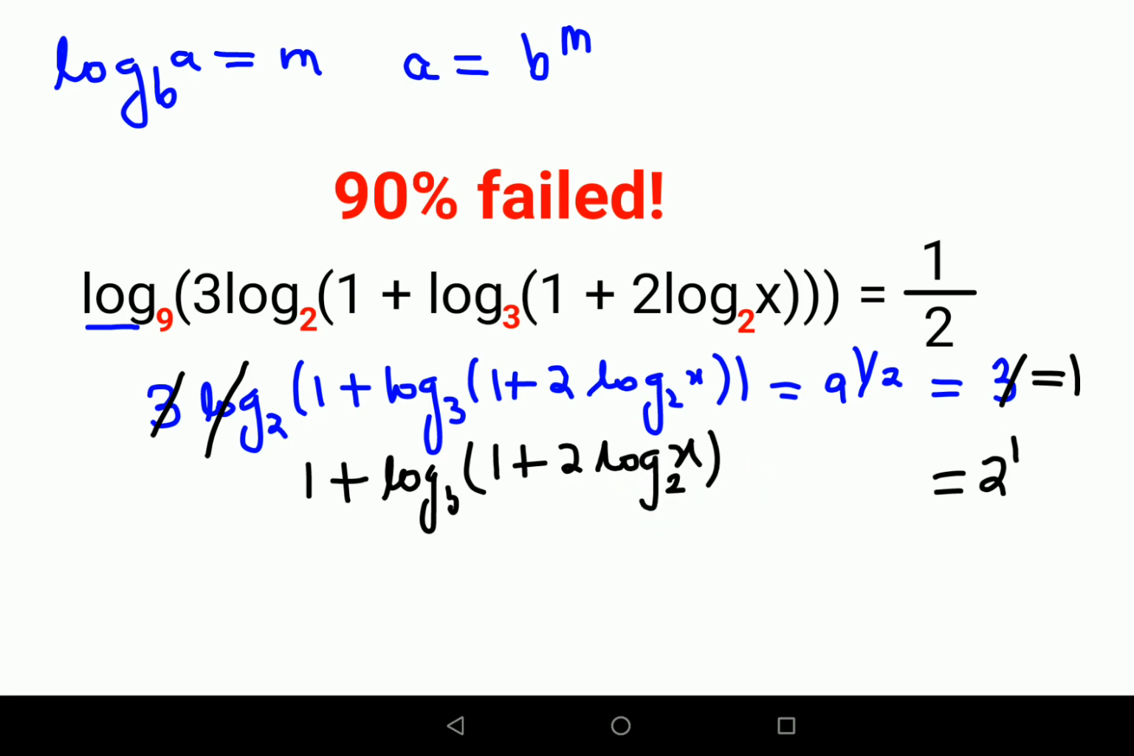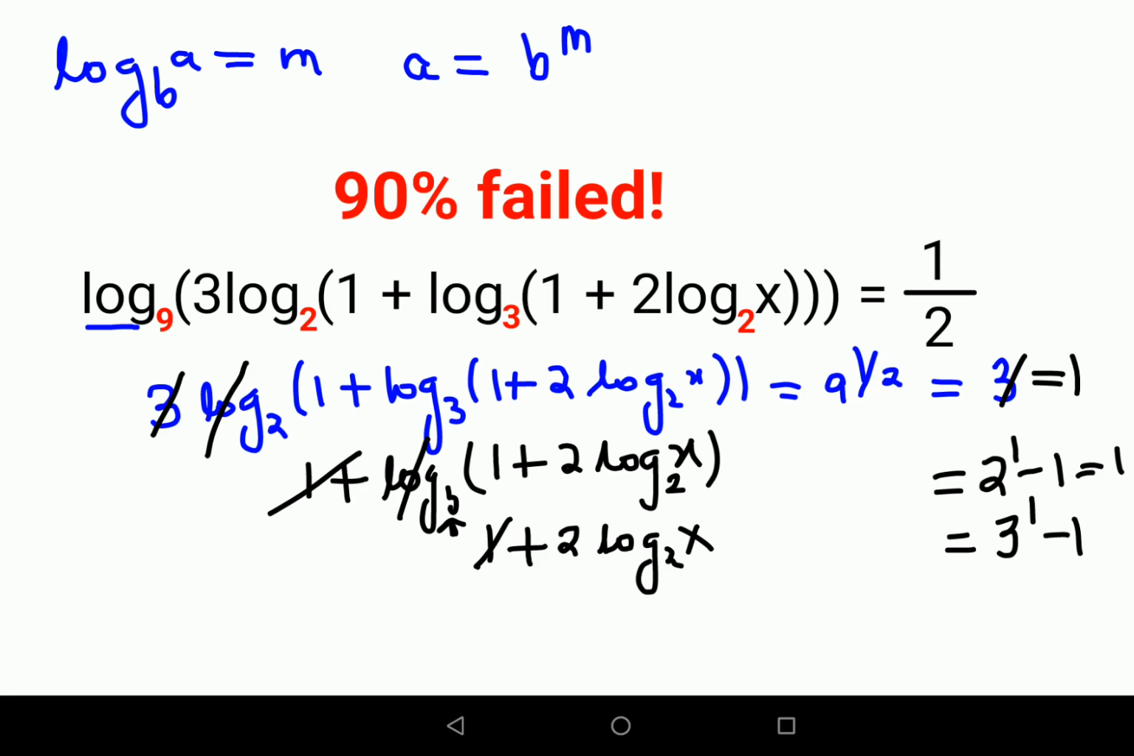And in order to get rid of this 1, you will subtract 1 from both sides. So I'm left with just 1. And in order to get rid of this log, this base over here will become what? Here it was 1, so this will become 1 as the index, so 3 raised to 1. So I'm left with 1 plus 2 log x to the base 2. Now cancelling 1 from both sides, meaning you're subtracting 1 from both sides, you're left with 2 log x to the base 2 equals 2.